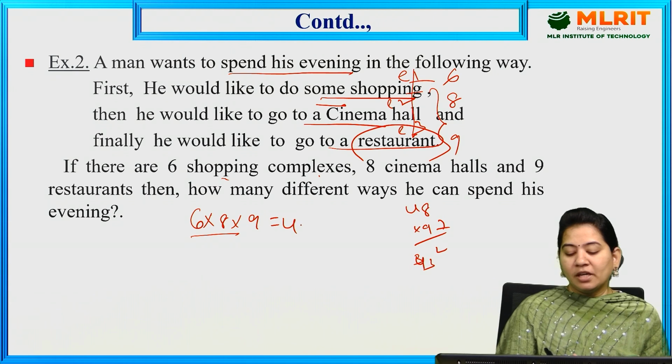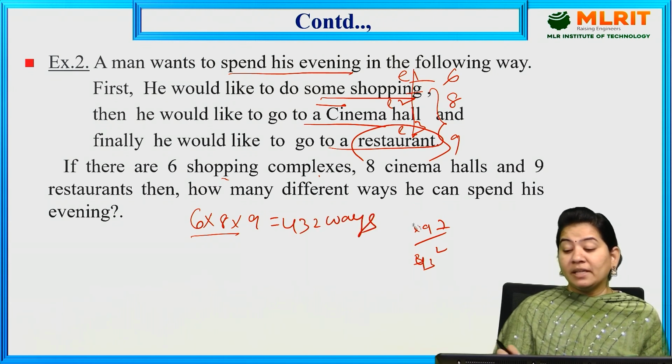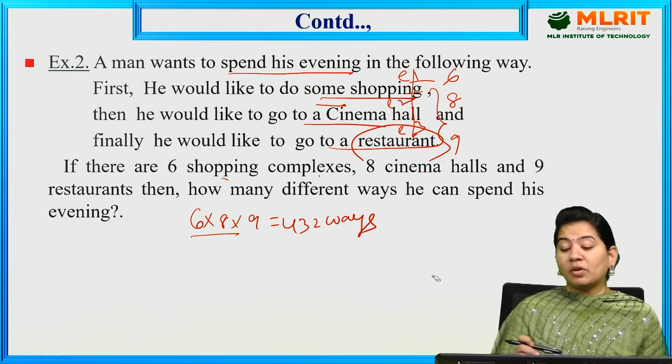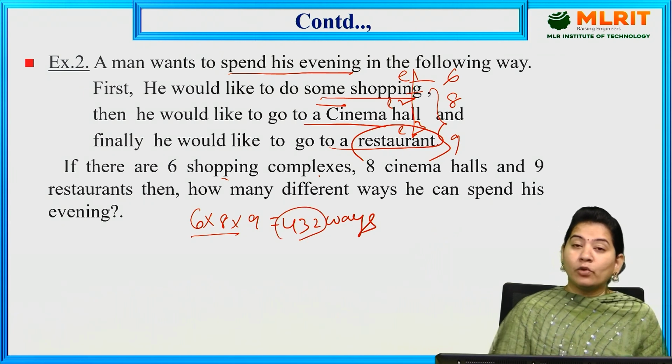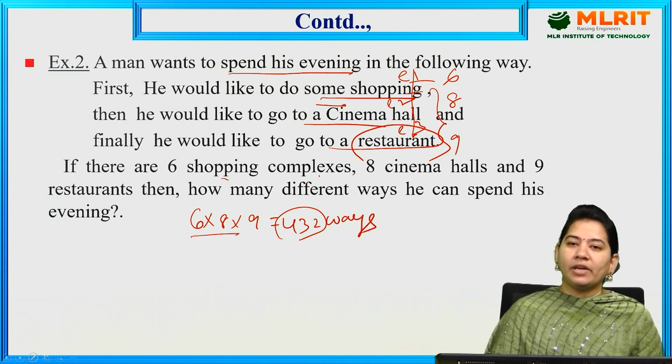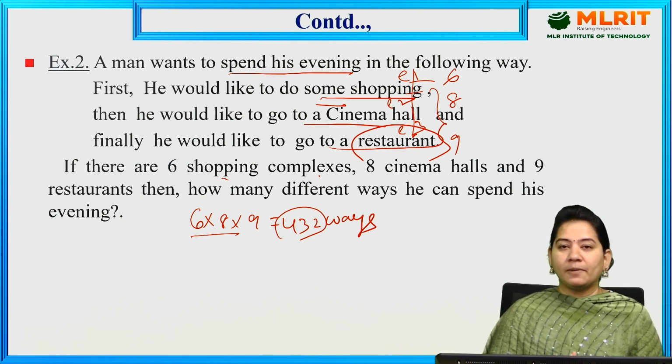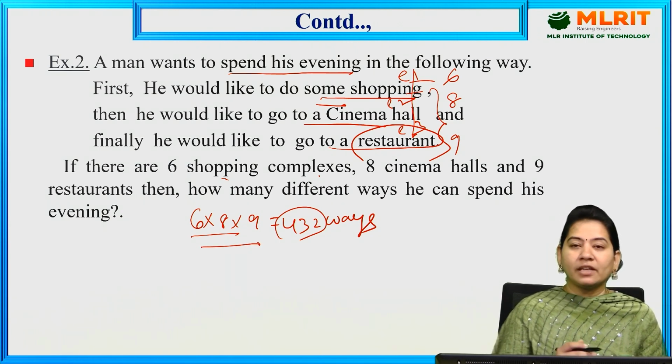So altogether how many ways do we have? 432 ways. He can spend his evening by going to the cinema hall, restaurant and shopping in 432 ways, by visiting all the 3 one by one. So this is the answer for the second question here.